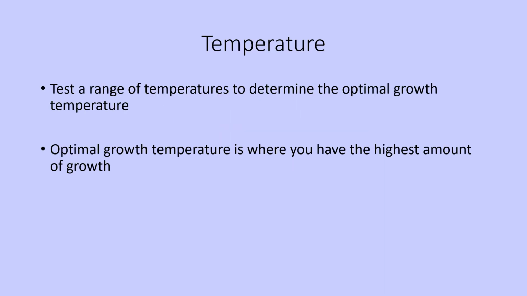So one thing you will look at is temperature. You need to test a range of temperatures to see where it will grow. And then within that range, what is the optimum growth temperature? Where is it that you're going to see the highest amount of growth? This is going to vary between different bacteria. So some bacteria, it'll be room temperature. Some will be 37 degrees C. Some it may be very cold, around 4 degrees C. So you need to find out what is the best temperature for that particular organism to grow.